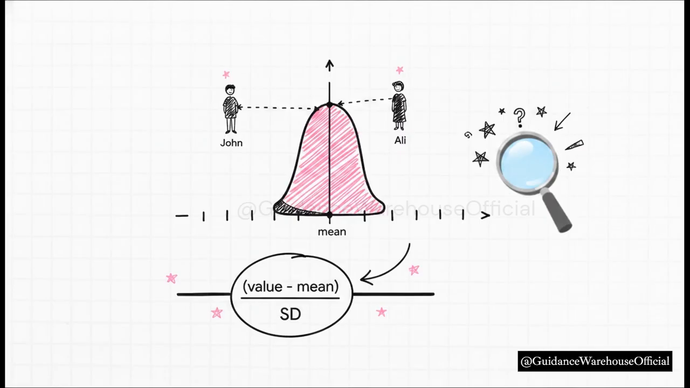We calculate something called a z-score. A z-score literally just tells us exactly how many standard deviations a specific value is from its mean. The formula is a breeze. It's the value minus the mean divided by the standard deviation. Let's run the numbers for our two students.